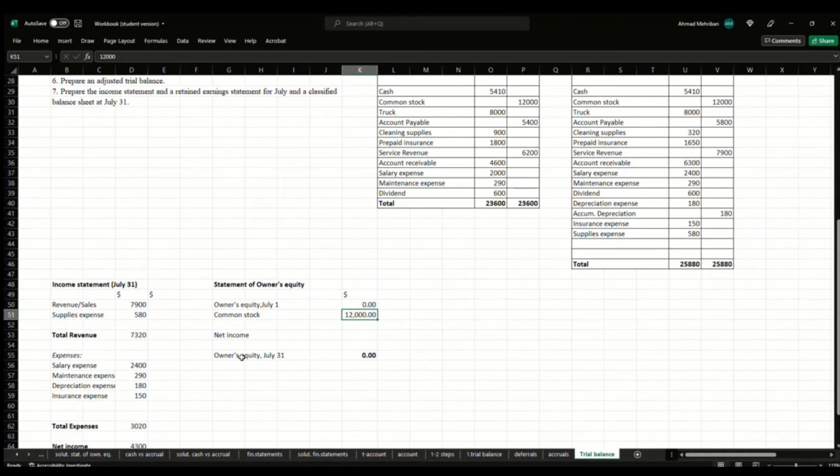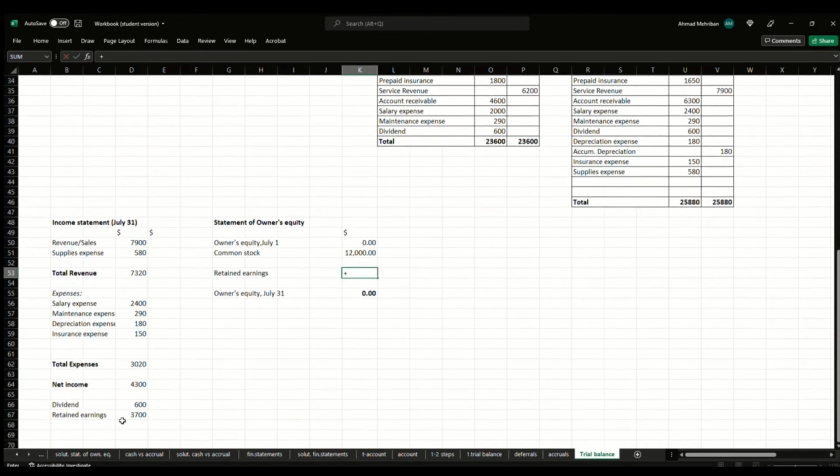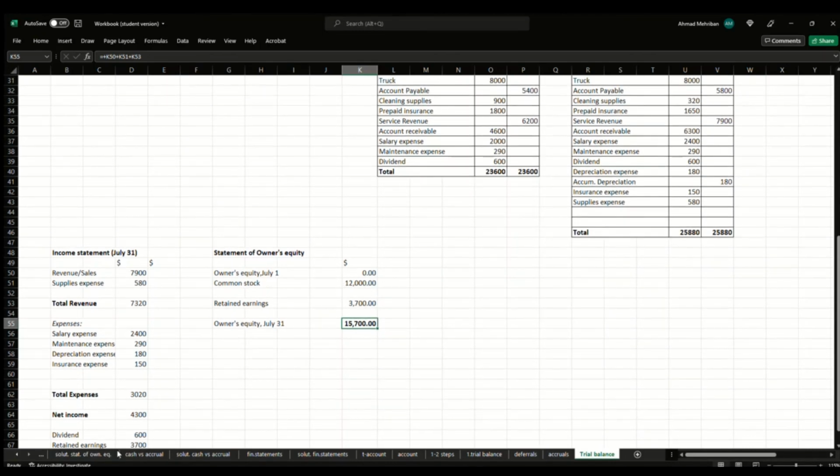What else? We have net income, or in our case, retained earnings, because we paid dividends. That's this amount. I'll basically reference it because the formula is wrong, since it doesn't add in the common stock. So I'll add that as well. So owner's equity as of July 31 is $15,700. That includes common stock and the retained earnings. That's it. This is our statement of owner's equity.